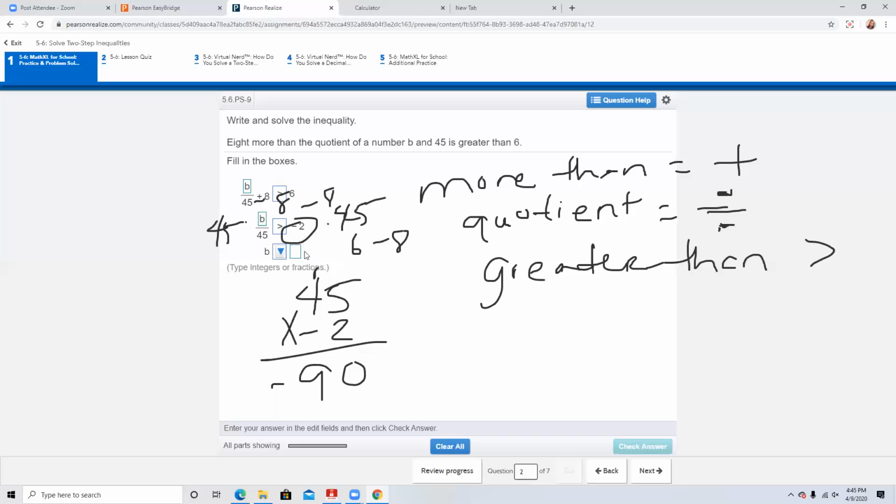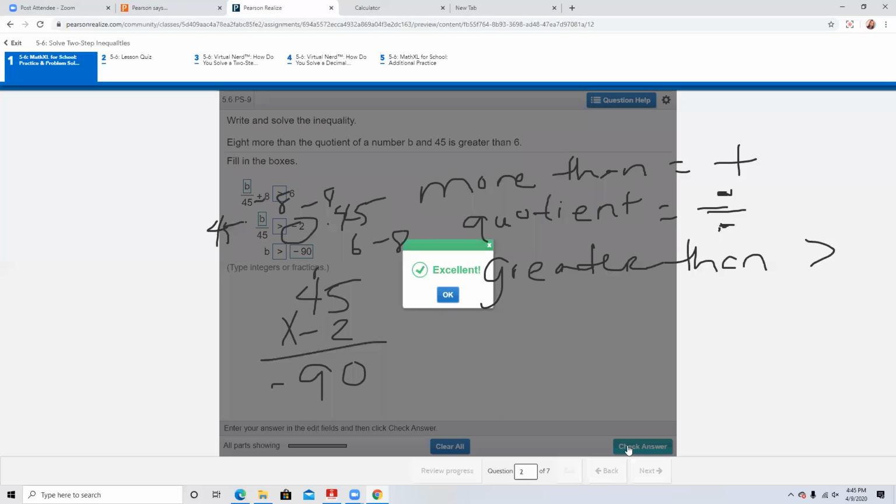So -90, I'm going to put it here. Okay, did I multiply by a negative? No. Did I divide by a negative? No. So the only time you change the signs is when you divide by a negative sign. Okay, divide by a negative sign. So that means I'm going to keep the same exact sign. And then I go and check my answer. Excellent.